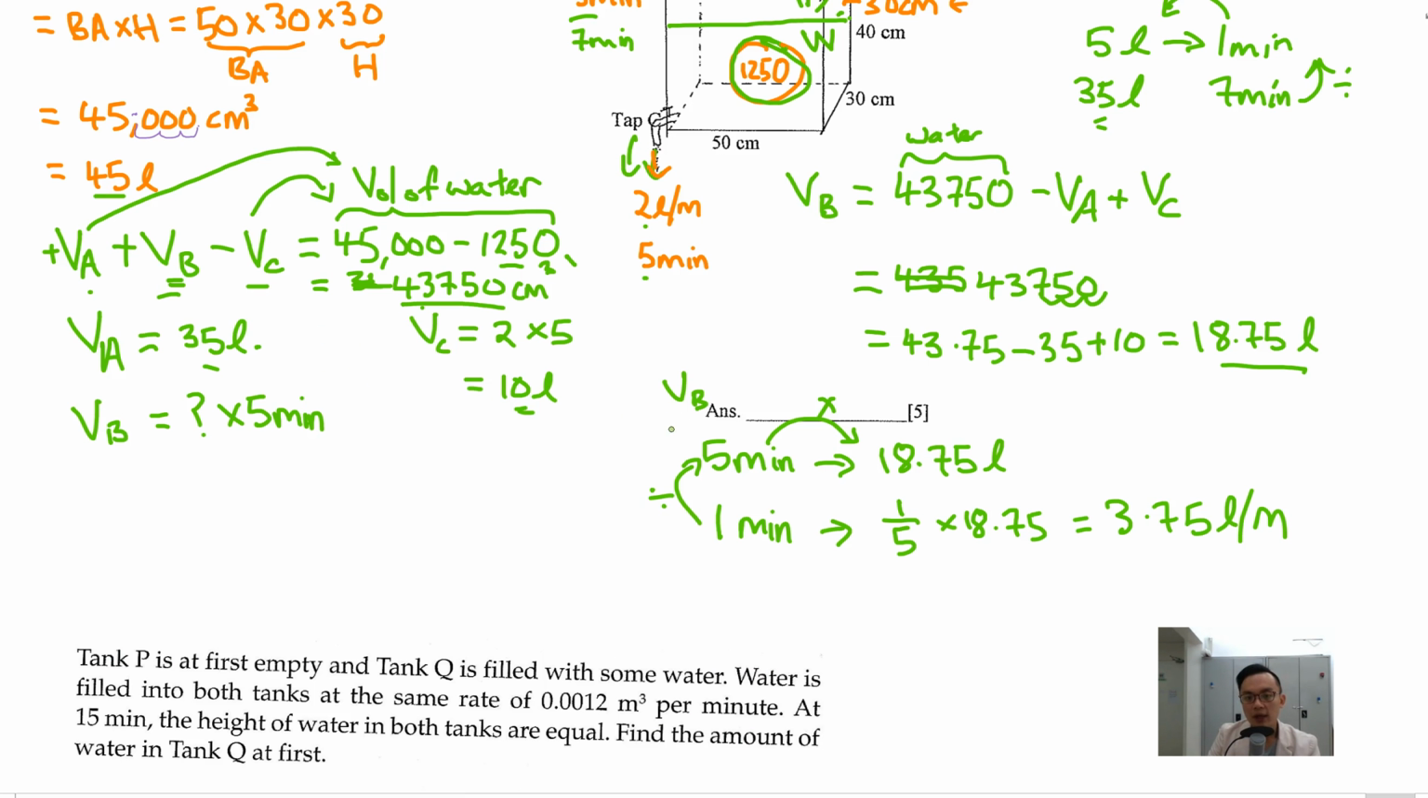And so to get the rate of tap B, tap B was switched on for 5 minutes. So 5 minutes you get 18.75 liters. Therefore 1 minute, 1 divided by 5 times 18.75, you get 3.75 liters per minute. Okay, so that's how you get the answer.